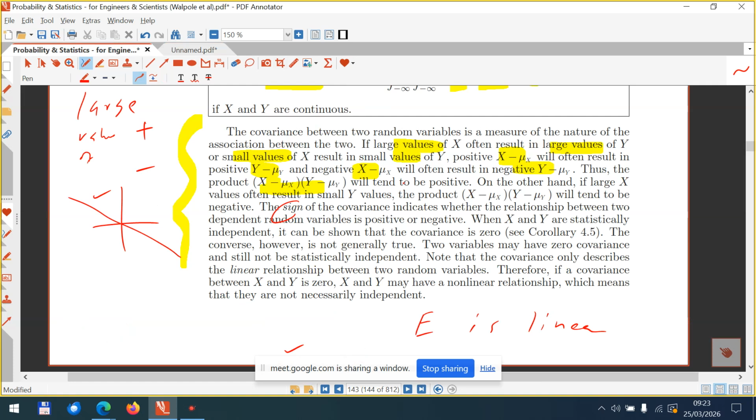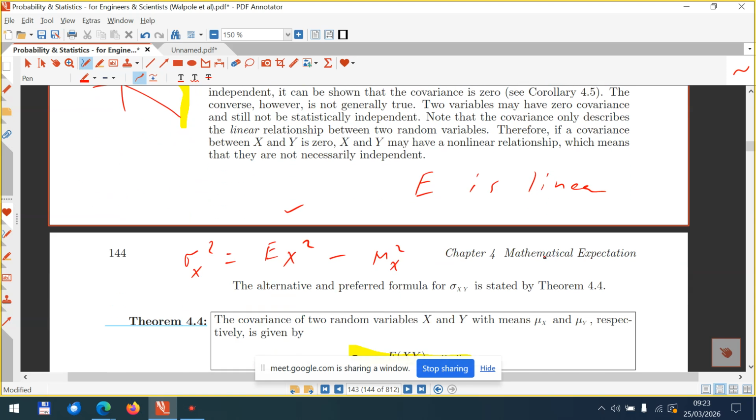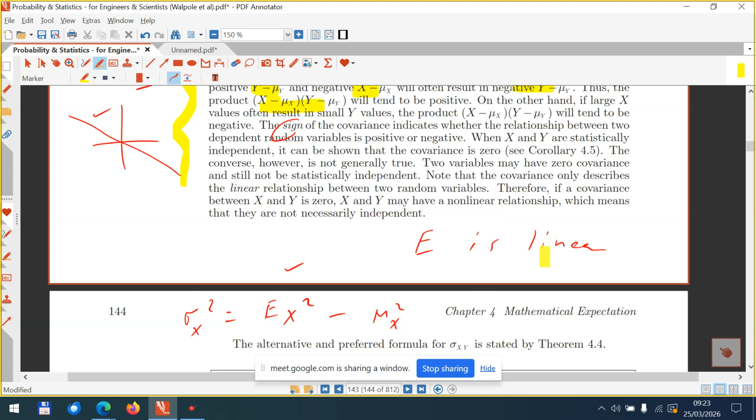And this is a very common mistake. People think that a small covariance means that there is no relationship. So you should read this, he's making it very explicit here. I'm just highlighting: note that the covariance only describes the linear relationship between two random variables. Therefore, if the covariance between x and y is zero, x and y may have a non-linear relationship, which means that they are not necessarily independent. They may still be dependent.